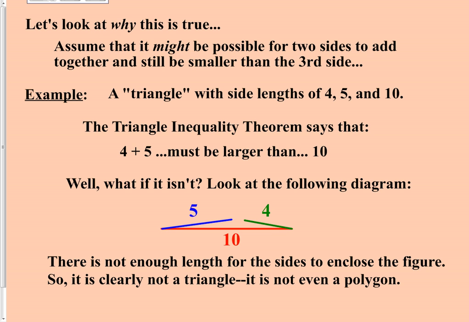There is not enough length left over for the blue side, the 5, and the green side, the 4, to actually enclose the figure. So this is not a triangle. In fact, it's not a polygon of any kind. We don't have a definition for polygons yet, but polygons have to be enclosed figures. Clearly, this one is not enclosed.